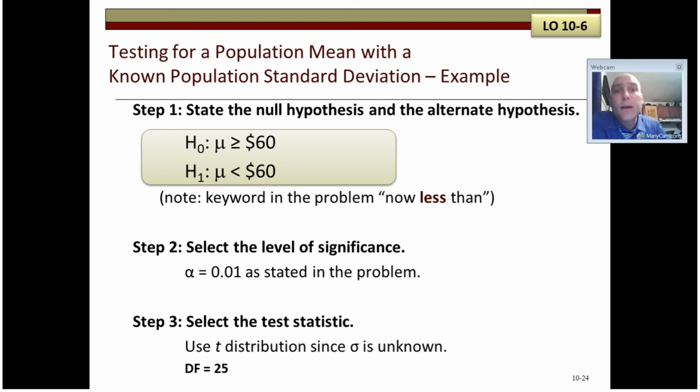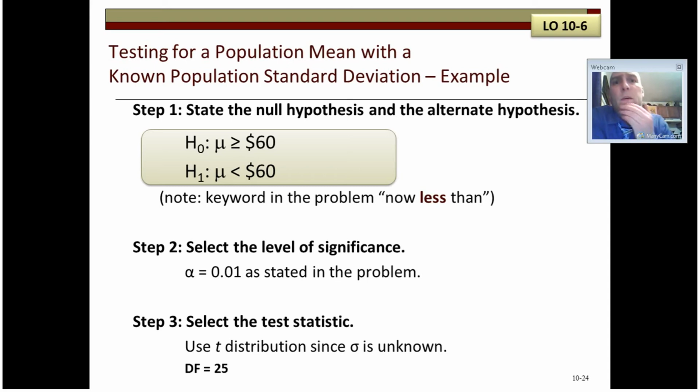Step 1, set up our hypotheses. First, our research hypothesis. Well, that's mu, our new population mean after we institute these changes. Is it now less than $60? The null hypothesis is everything else. Step 2 is the level of significance that's given as alpha equals 0.01. Third, select the test statistic. Here, since we don't have sigma and we only have S, we have to use T instead of Z.